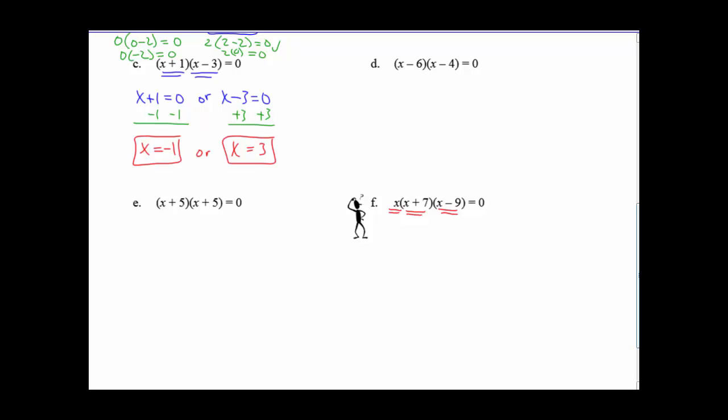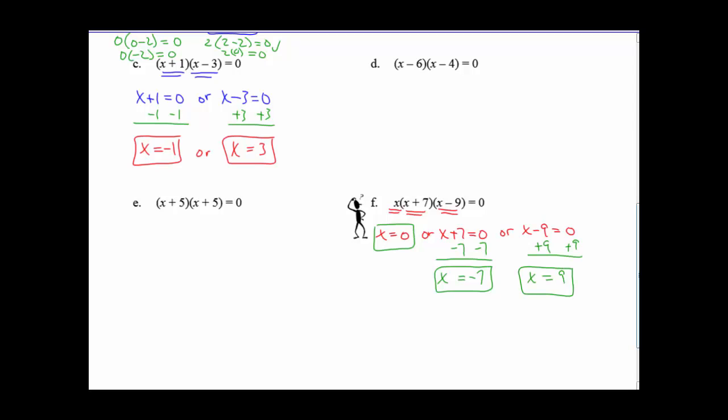So the first one, we're going to say, okay, x can equal 0, or x plus 7 should equal 0, or x minus 9 should equal 0. Now let's solve. Well, the first one's already solved for. So we know one of our answers is 0. If we subtract the 7 over, we're going to get x equals negative 7. And if we add the 9 over, we're going to get x equals 9. So there's our 3 solutions. We could have 0 for an answer, or negative 7, or x equals 9.